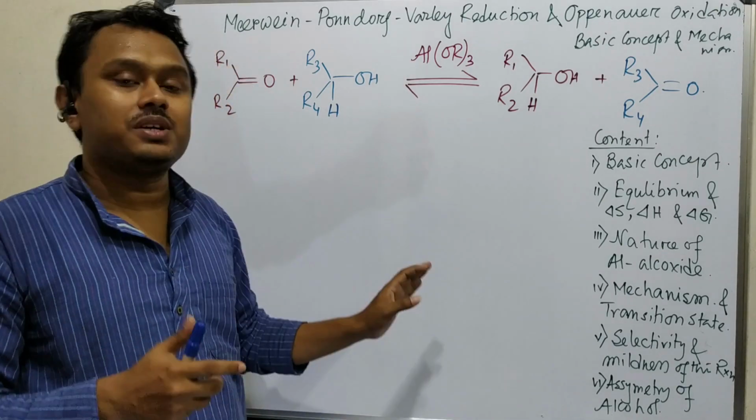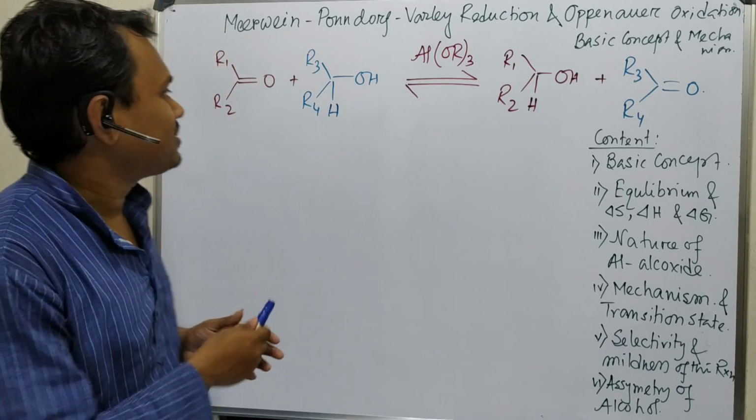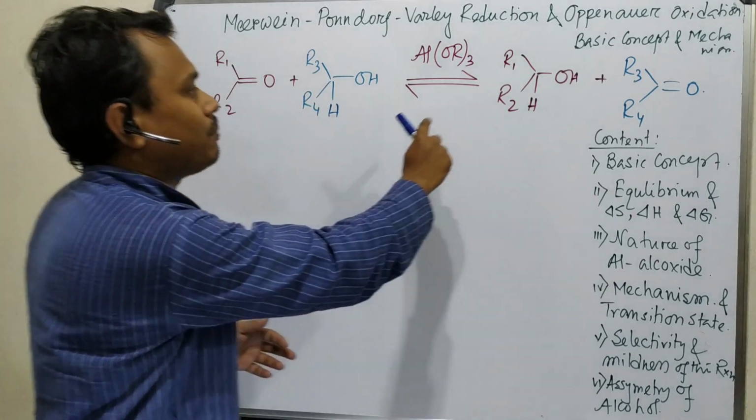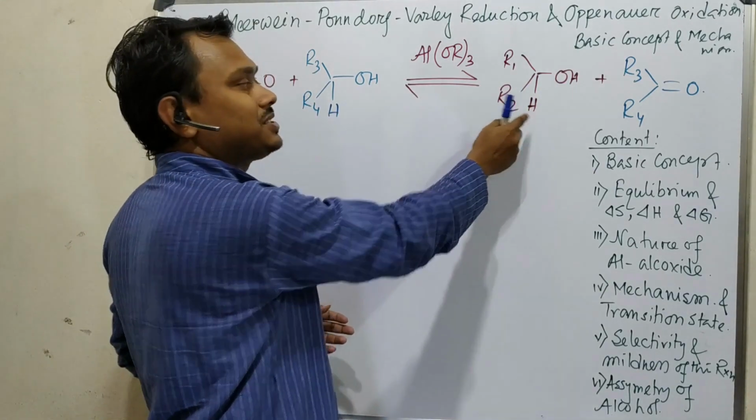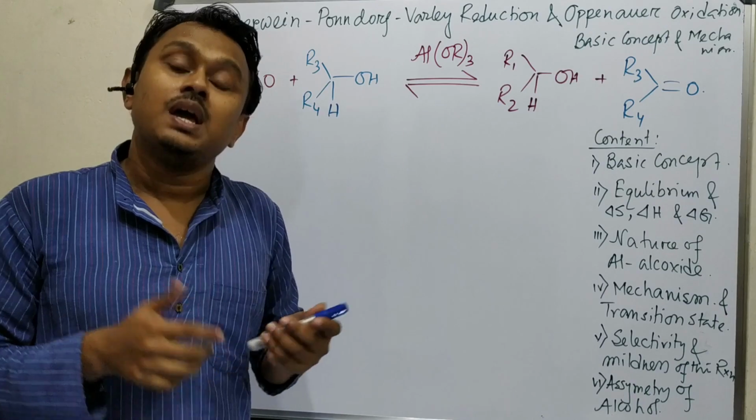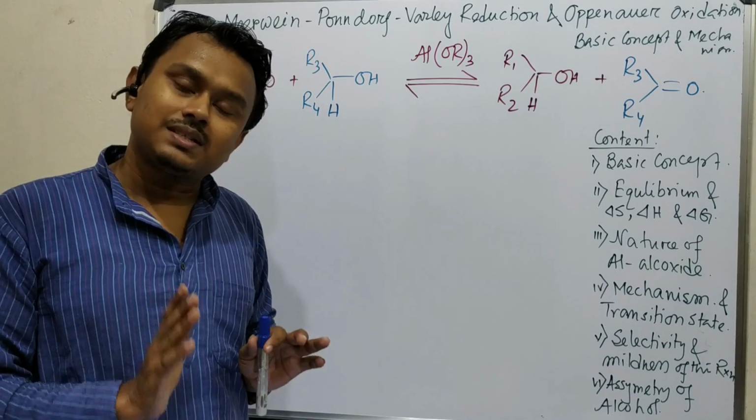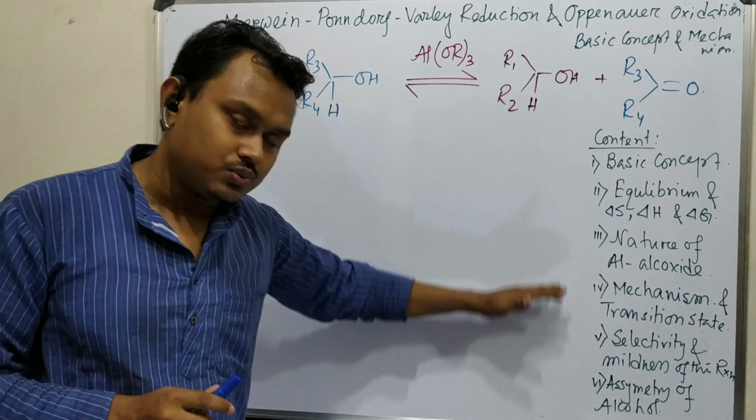And finally, asymmetry. What is the consequence of asymmetry? As you can see, this is asymmetric, but it is oxidized, so a new asymmetric alcohol is produced. What is the asymmetry? Could it be controlled? We will discuss this in today's lecture.